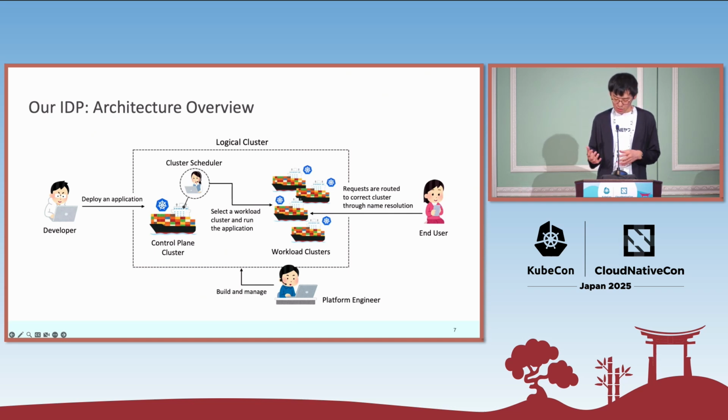And the cluster scheduler also creates resources for exporting the application, such as ingress and services, and also creates a DNS record on CoreDNS running outside of the platform. And then requests from users are routed to the cluster where the application runs, through name resolution.